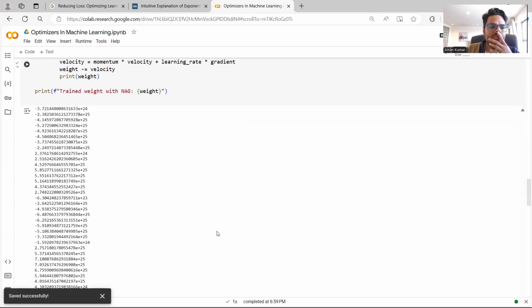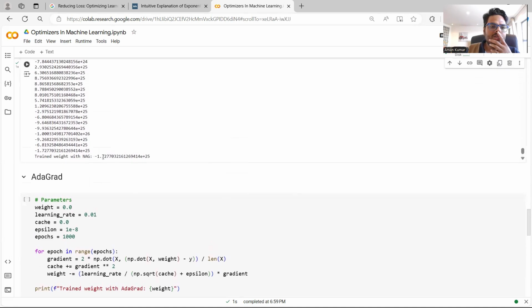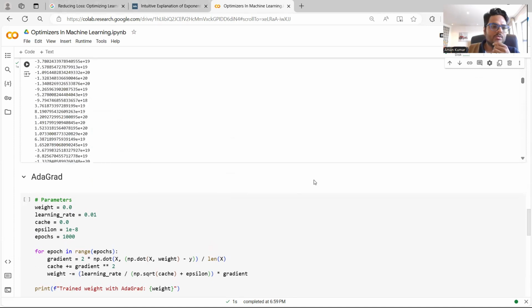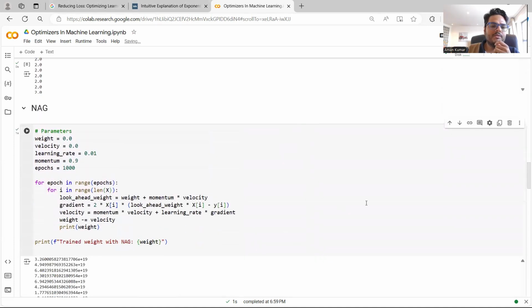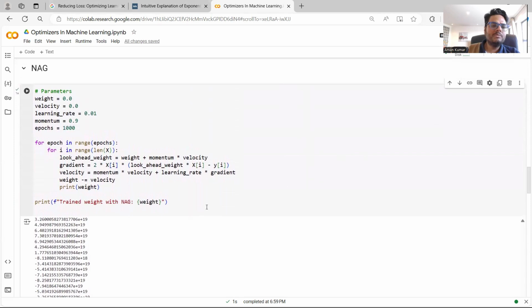And as you can see here, the weight is getting optimized. The trend weight in this case is minus 1.72. It depends on epoch and many other things. But just to let you know, we can set the starting point here, and then it will start training. So this is how it comes in NAG.